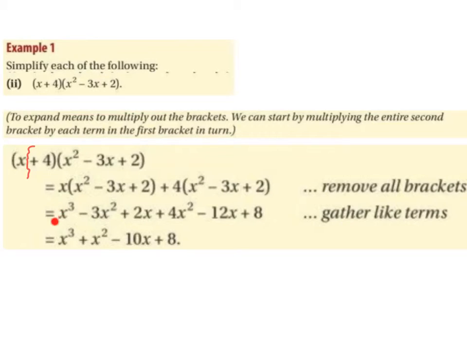So I've only got one x cubed value, so I'm going to bring that down there. I'm going to circle my minus 3x squared and my plus 4x squared. And minus 3 plus 4 gives me 1x squared, or just x squared. Next, I'm going to put together my 2x and my minus 12x. And 2 take away 12 is minus 10x, and then I just bring down the 8. And there we have it, x cubed plus x squared minus 10x plus 8.